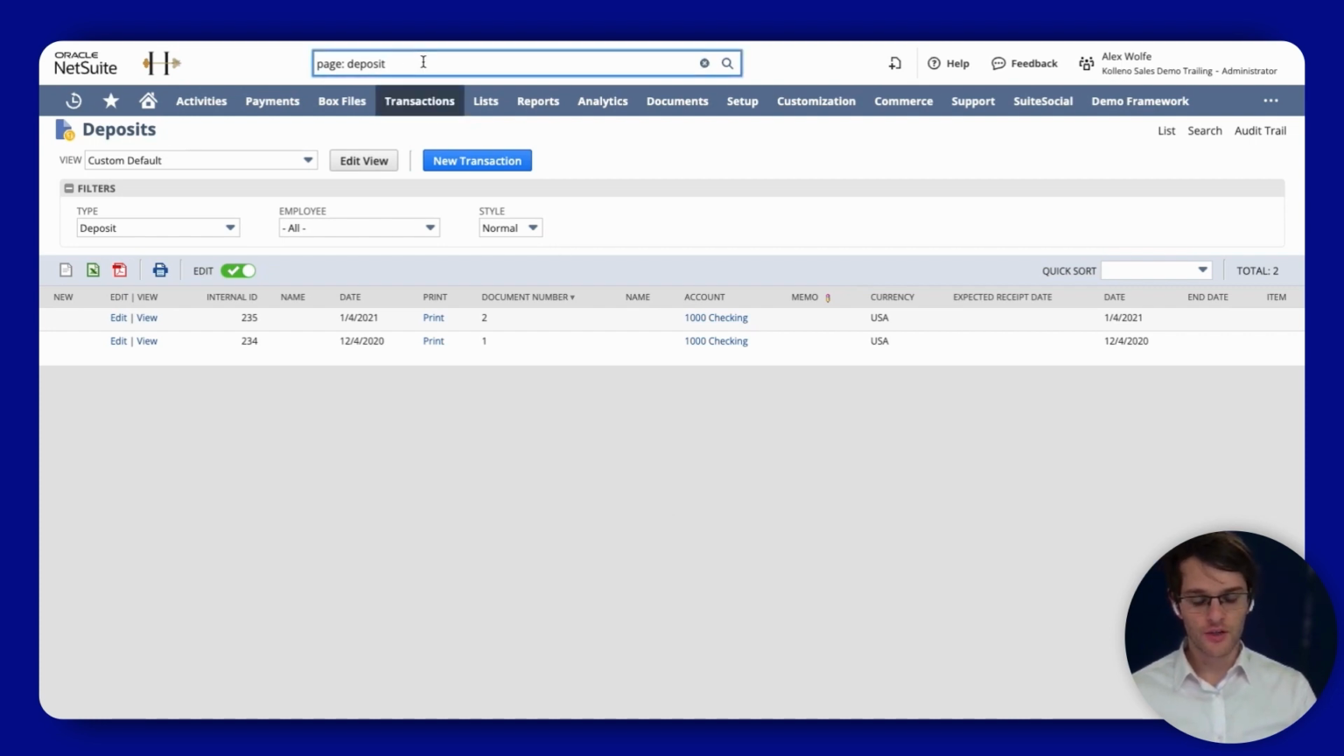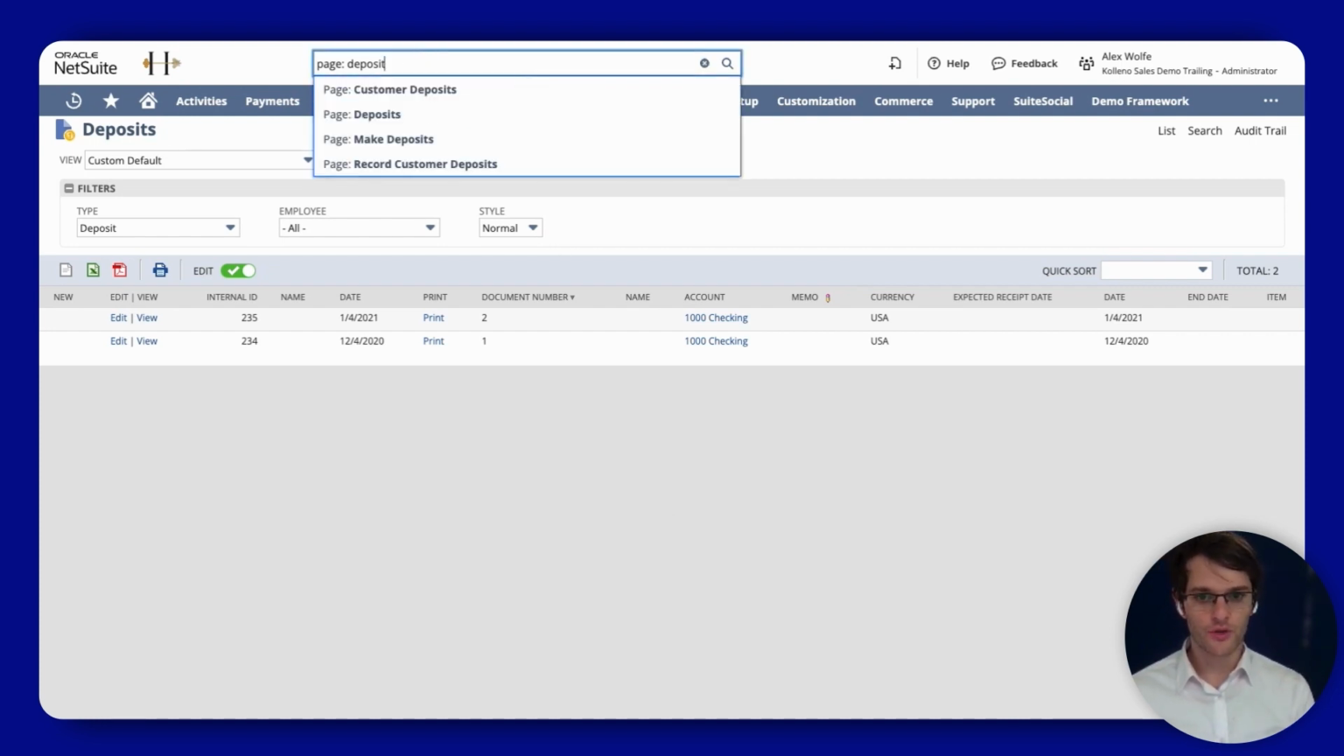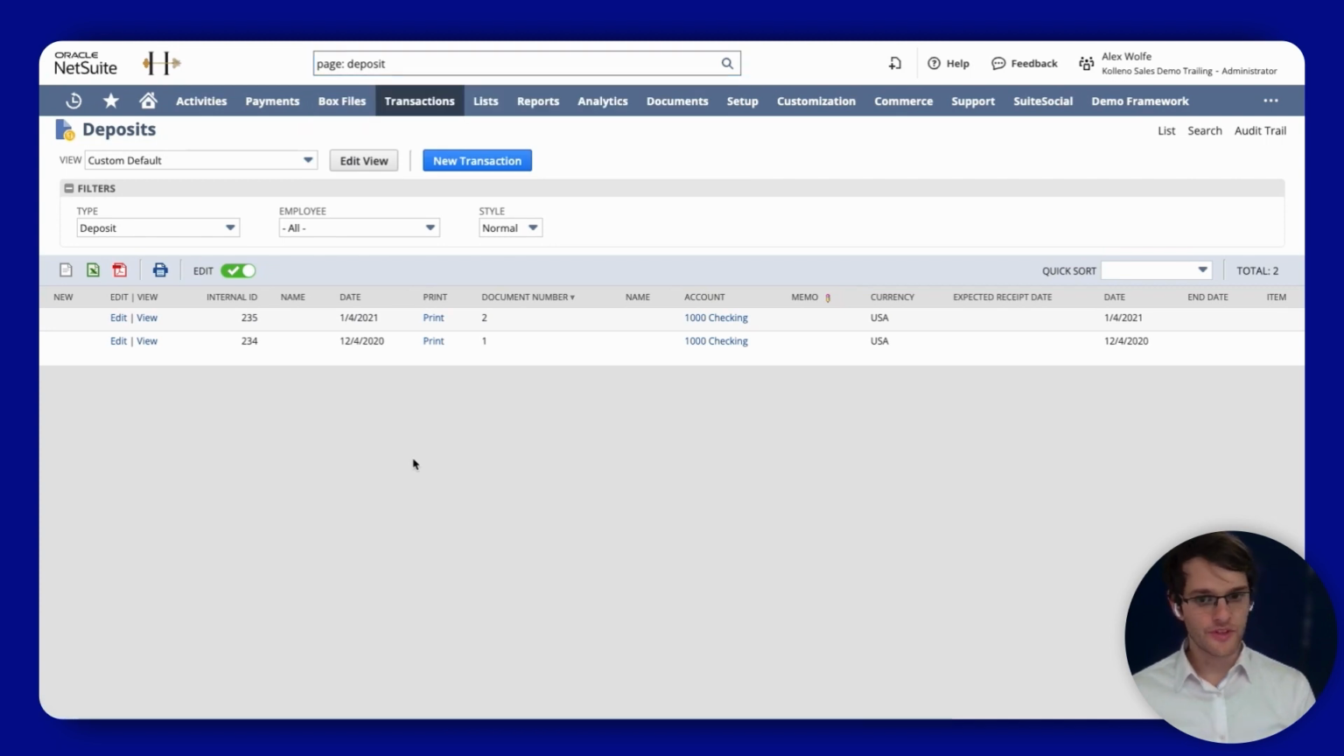Just to be very clear, I typed it here prior to recording. You have customer deposits, and the one I'm focusing on is the second, just deposits. This deposit includes selecting payments received from existing transactions, adding funds not related to transaction payments, and documenting any cash back received from the bank.